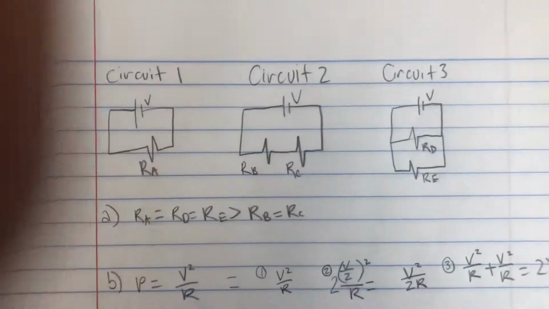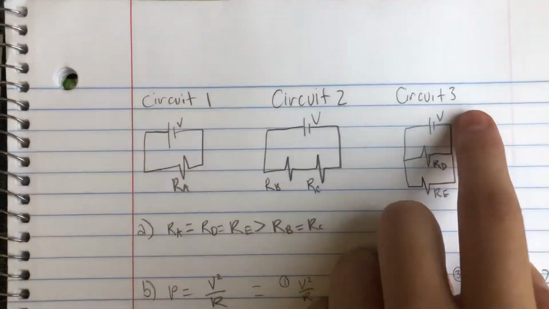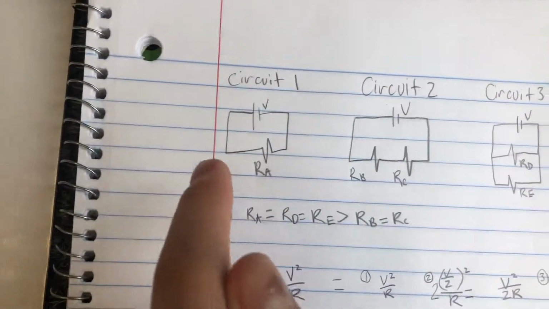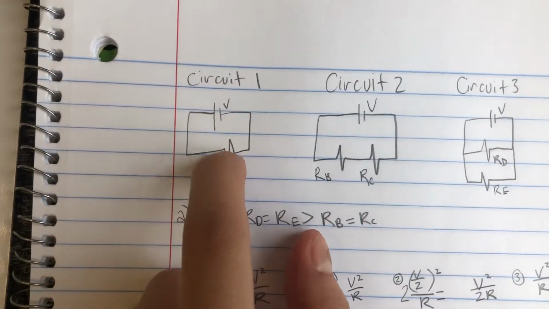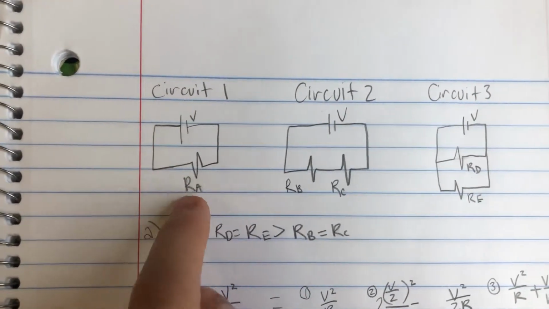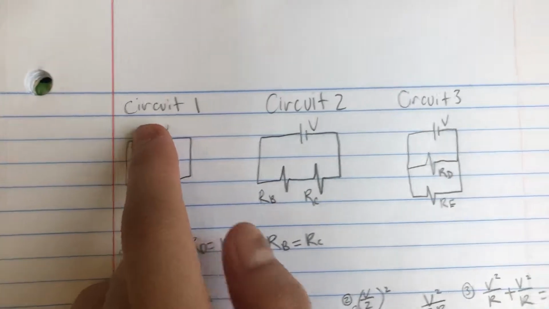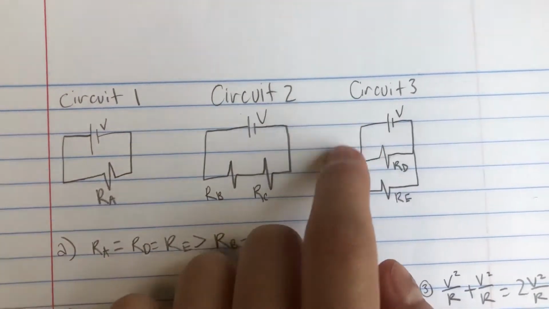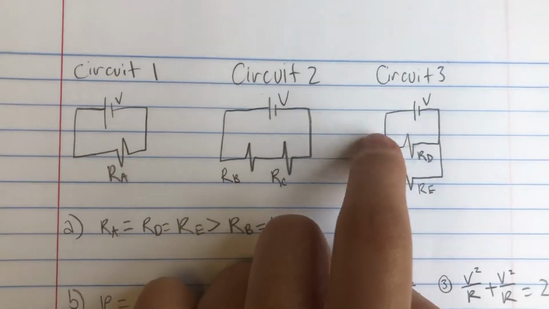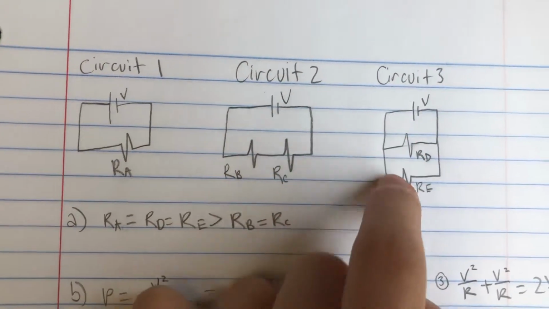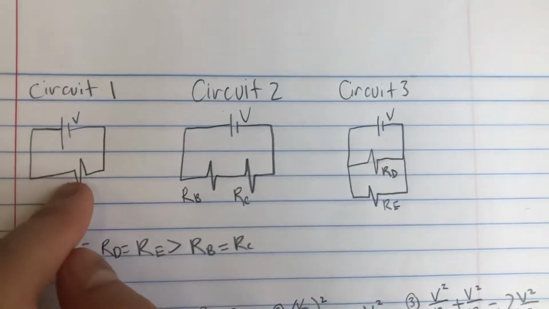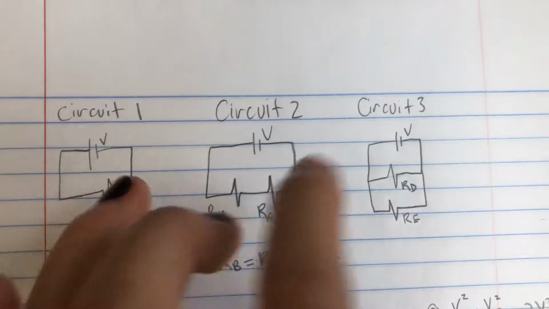So the way I found that out was that since all these voltages are the same, and potential difference is the same as voltage, the voltage across this resistance has to be equal to this because there's only 1 resistor here. So RA's voltage is just V. And in circuit 3, it's parallel, and you know that in parallel circuits, the voltages stay the same. So RD and RE's voltages are both V also. So that makes this V, V, and V, which is equal.